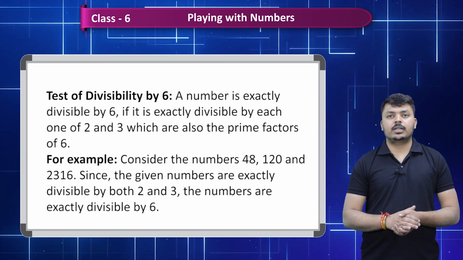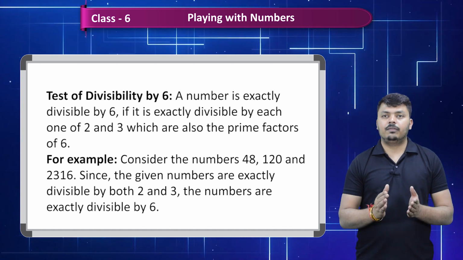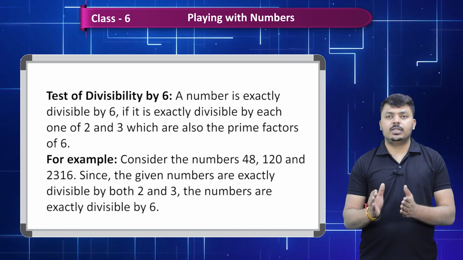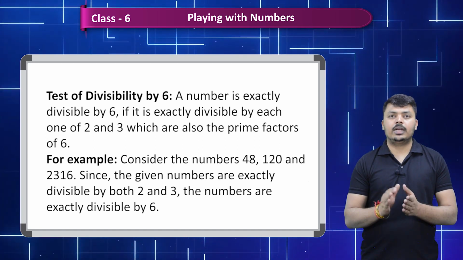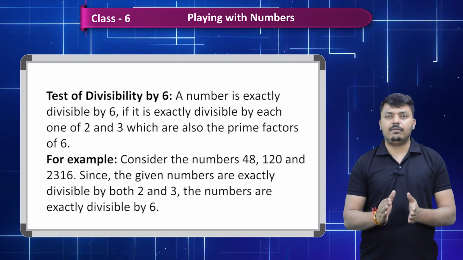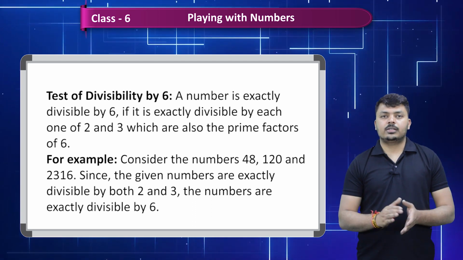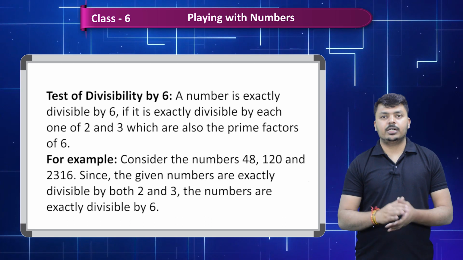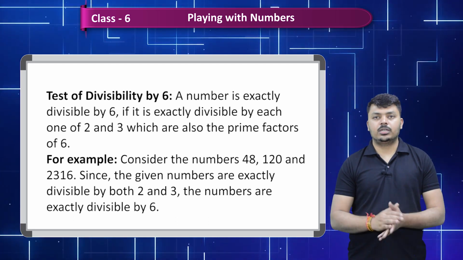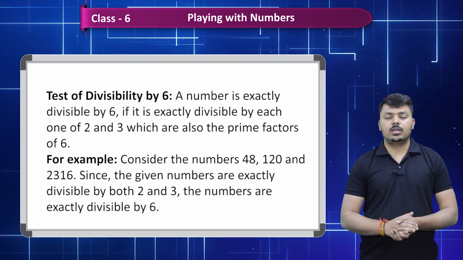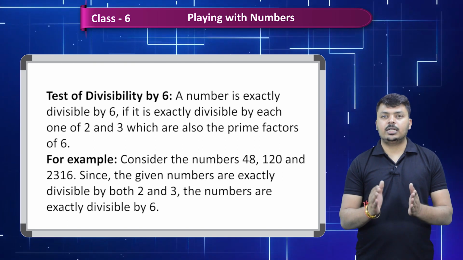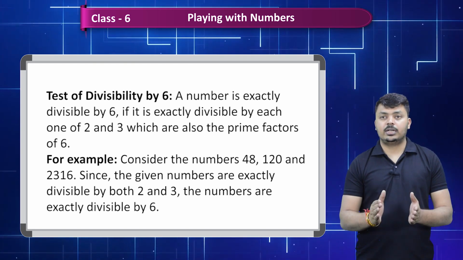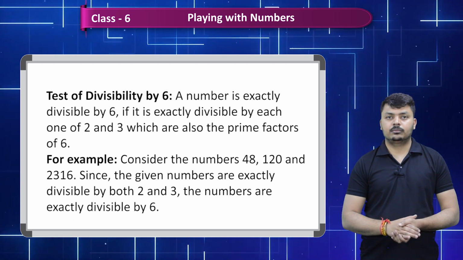Test of divisibility by 6. A number is exactly divisible by 6 if it is exactly divisible by each one of 2 and 3, which are also the prime factors of 6. For example, consider the numbers 48, 120 and 2316. Since the given numbers are exactly divisible by both 2 and 3, the numbers are exactly divisible by 6.